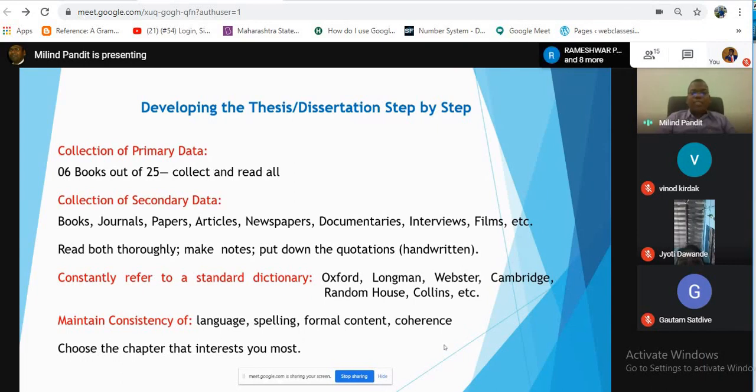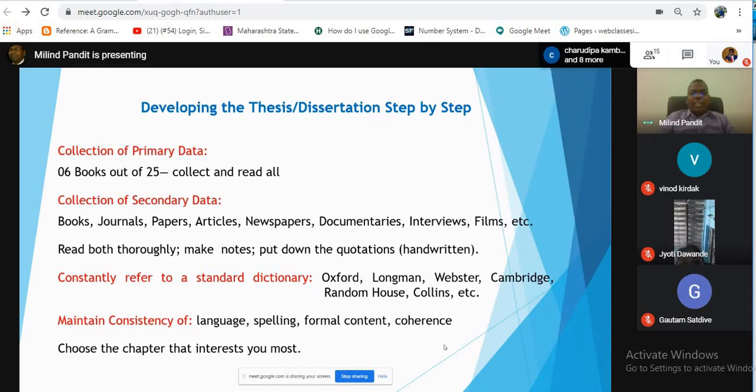Primary data is limited in the sense that if there are 10 books written by an author and we collect them all, that is the limited data that we have got. Nothing beyond that number. But when it comes to the secondary data, there is no limit at all. There can be ample material.